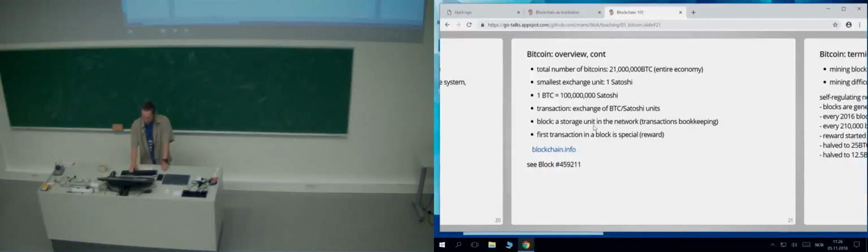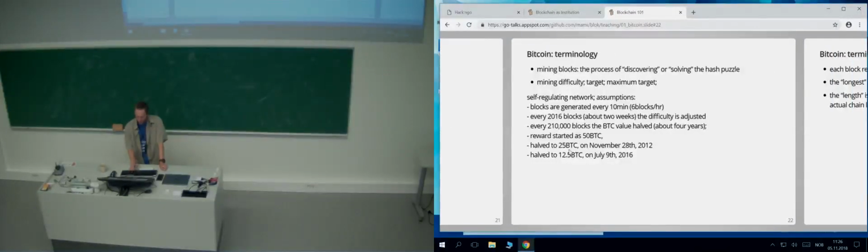So yes, we've already talked about it. I could show you some more technical things, for example, there is a block explorer where you can see the details of all the blocks, but it goes a little bit into the nitty gritty of the technical aspects.